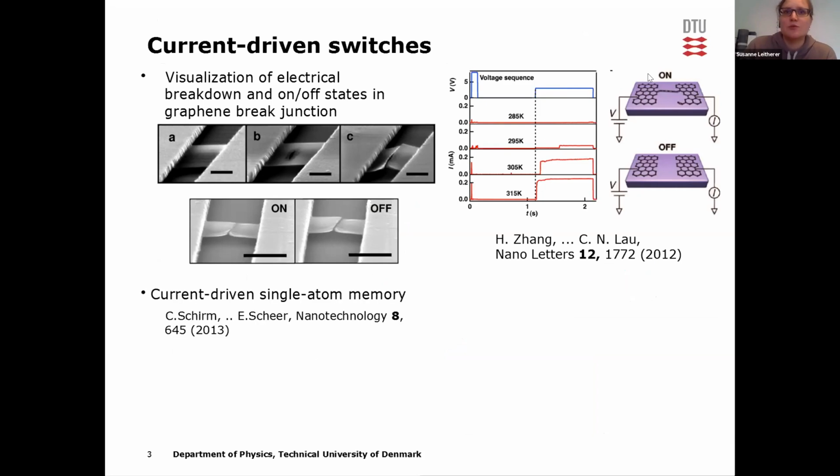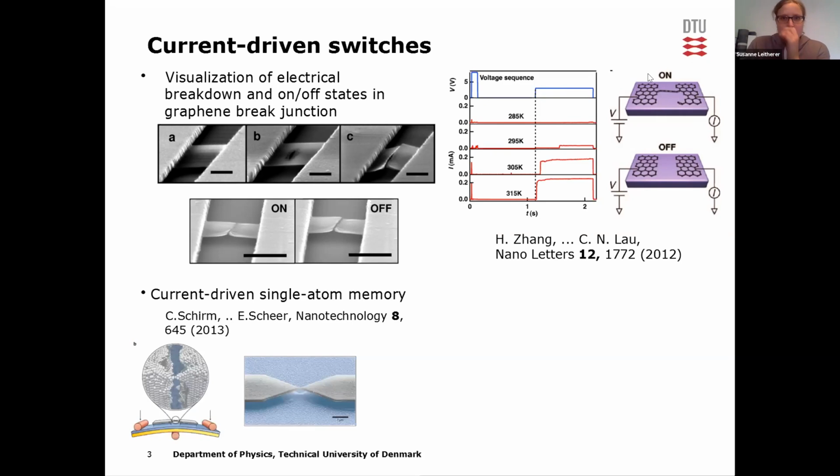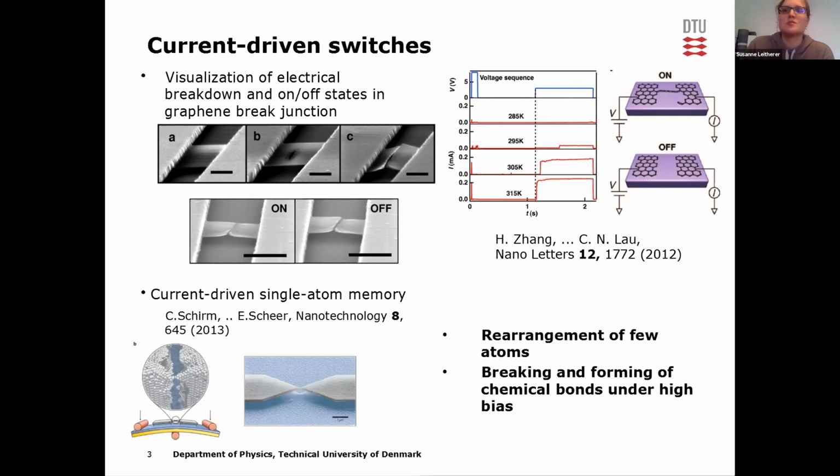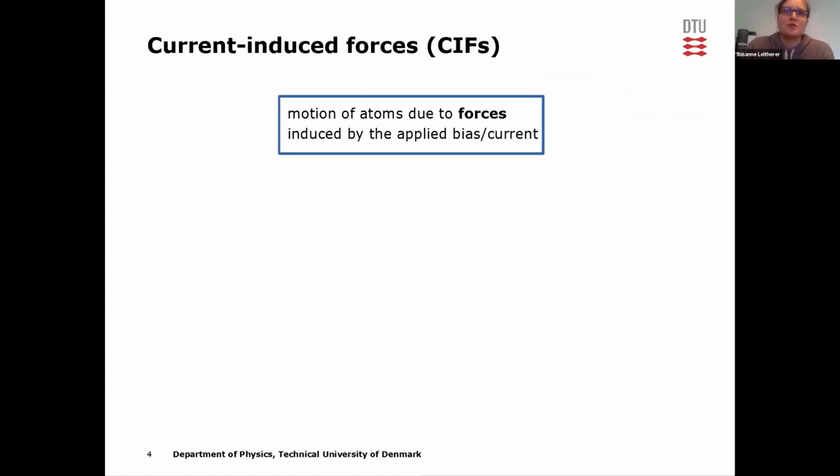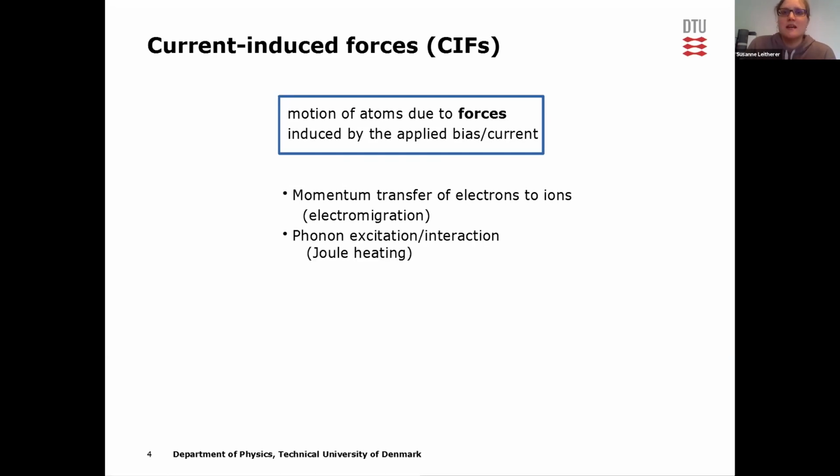This can also be done for 3D materials like gold or silver break junctions. In both cases, there's the rearrangement of few atoms, and chemical bonds are broken and formed under bias. That's the kind of effect, or forces, that we are studying: the motion of atoms due to these current-induced forces. The main contributions to these forces are the momentum transfer of electrons to the atoms, which in literature is often used to explain electromigration. Then there's phonon excitation, often referred to as Joule heating, and other phenomena due to the quantum nature of the electron.